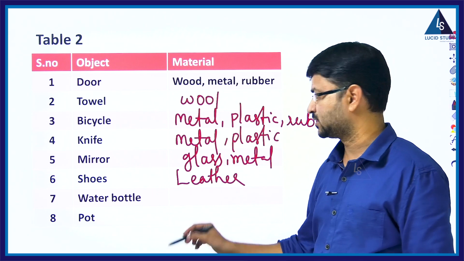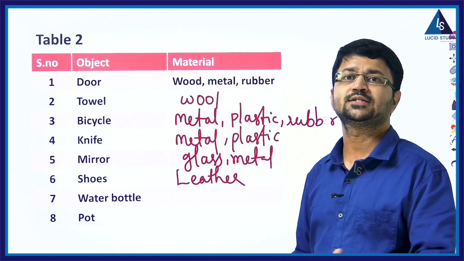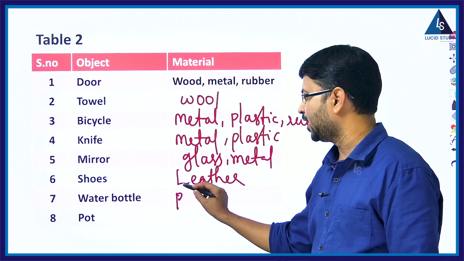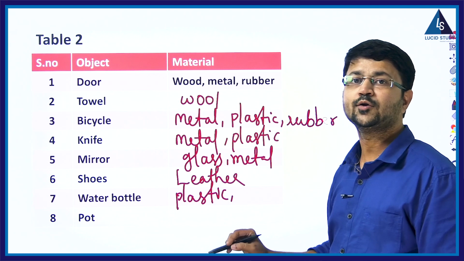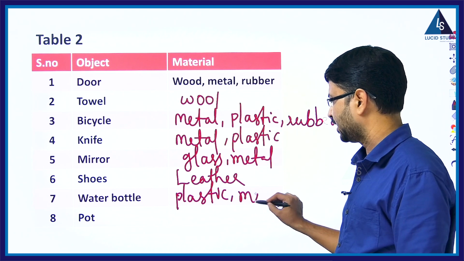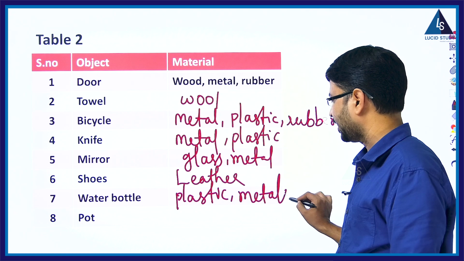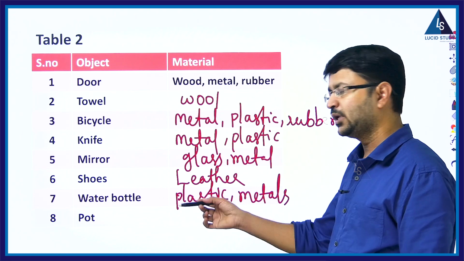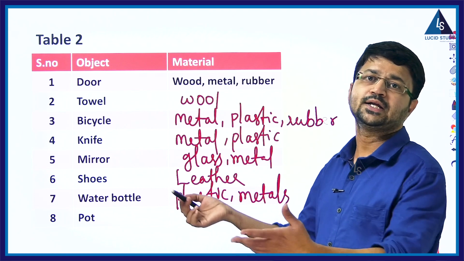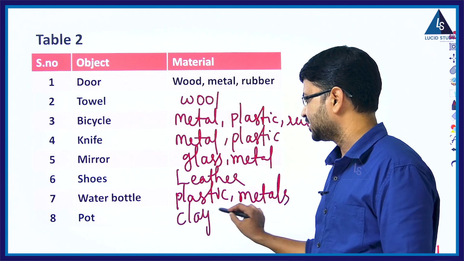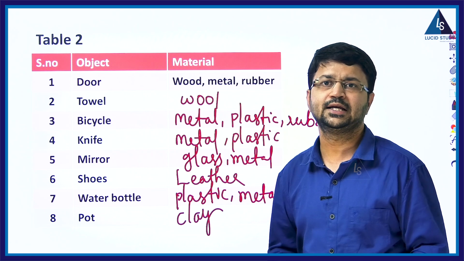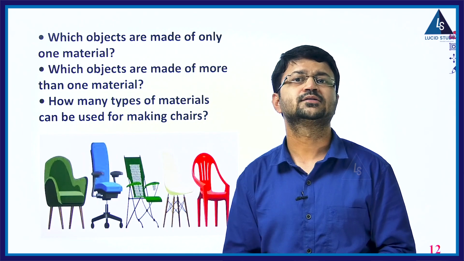Next, water bottles. There are certain water bottles made up of only plastic. There are certain water bottles made up of metals also. Is it clear? So there are two different kinds of water bottles. Now take the case of the pot. A pot is made up of only one material, that is nothing but clay. Is it clear? See here, it is being given some questions.